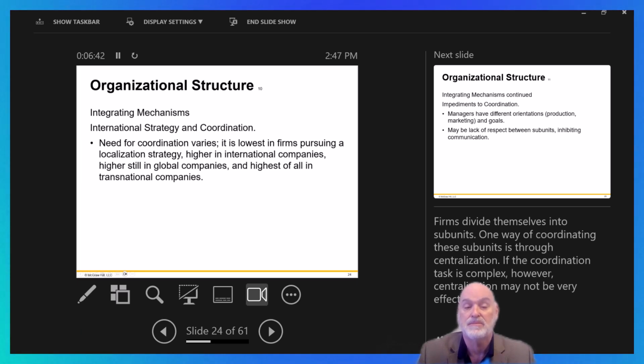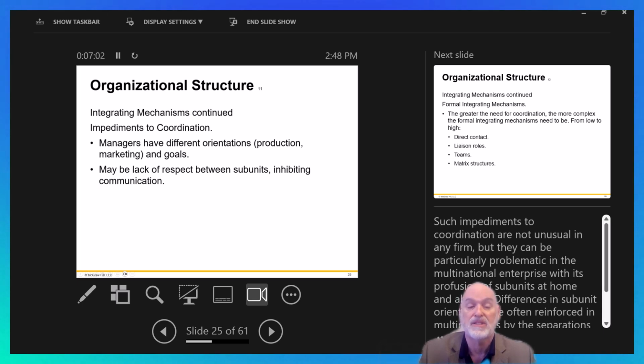Integrating mechanisms, international strategy, and coordination. The need for coordination varies. It is lowest in firms pursuing a localization strategy and higher in international companies, higher still in global companies, and highest of all in transnational companies.